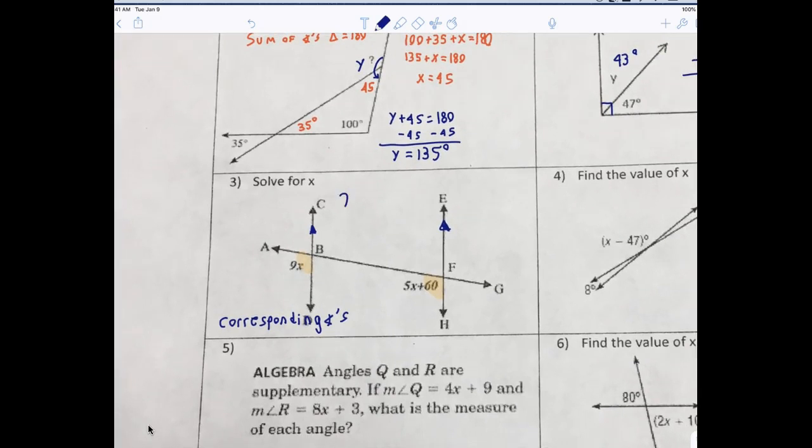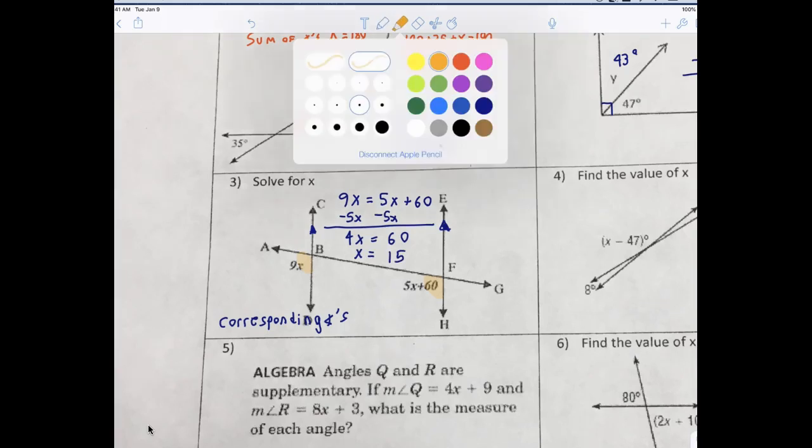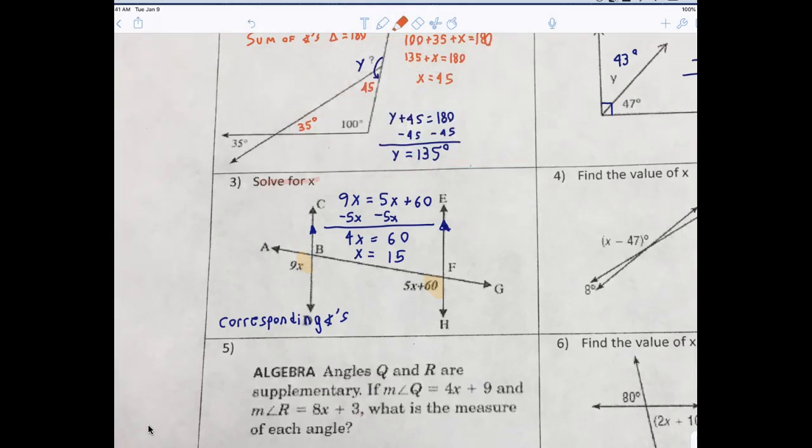So then you said that 9x is equal to 5x plus 60. Good. Now what do we do to both sides? Subtract 5x. Now you have 4x equals 60. Now you divide by 4 on both sides. So x equals 15. Beautiful. x is equal to 15. It's only asking for what? x. It's not asking you to find an angle. So we're done.